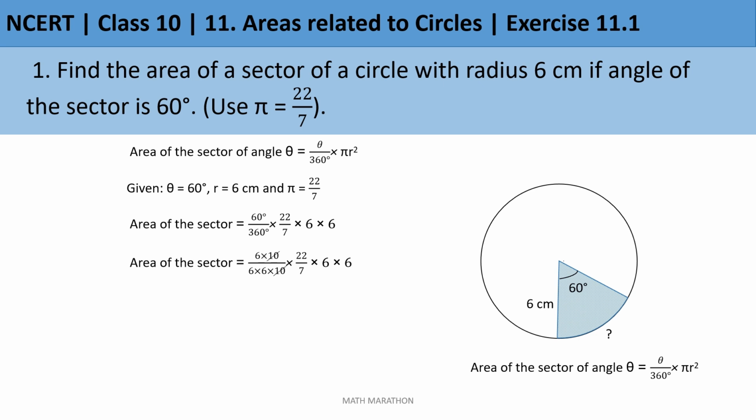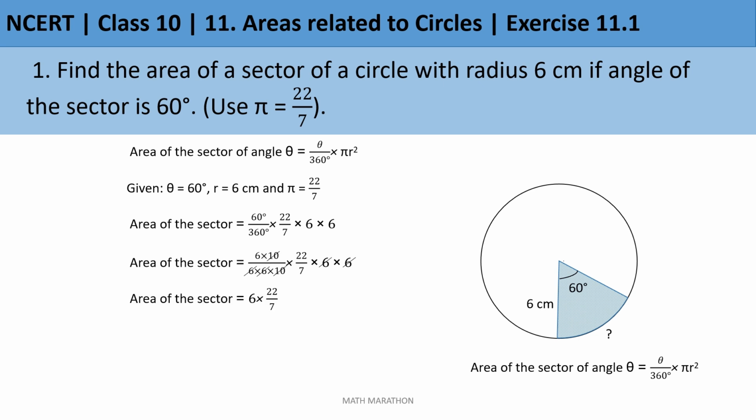In numerator, we have 10. In denominator, we have 10. We can cancel out 10. In numerator, we have 36. In denominator, we have 36. We can cancel out 36.